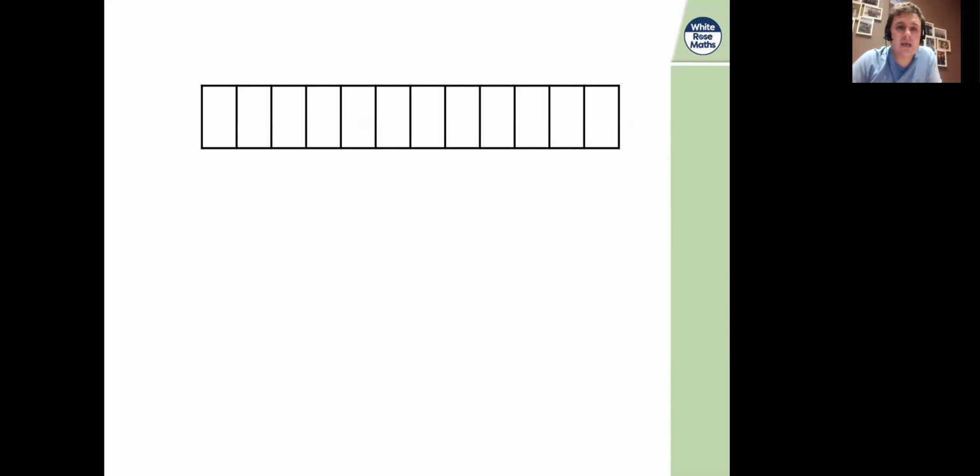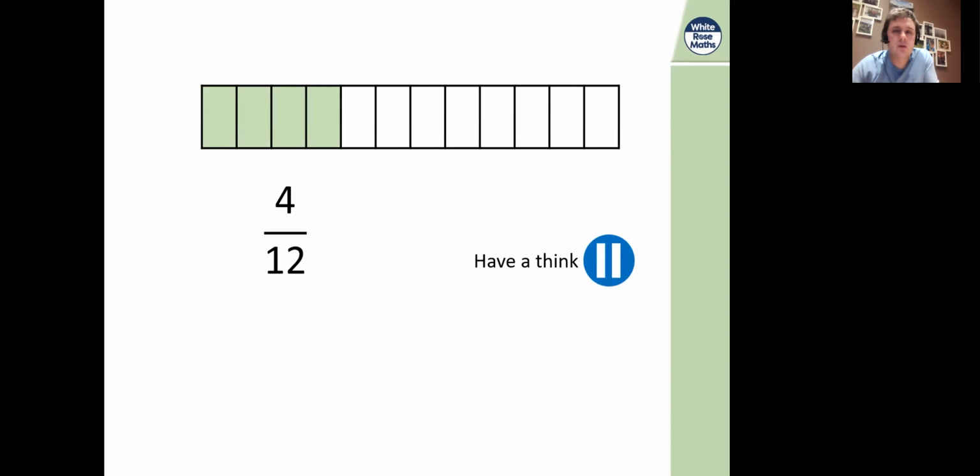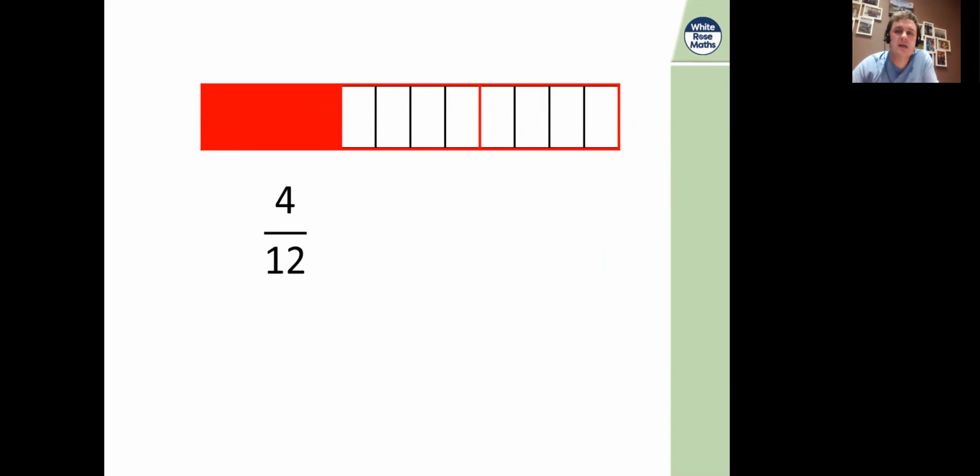Here, let's see how many we've got. 1, 2, 3, 4, 5, 6, 7, 8, 9, 10, 11, 12. 12 equal parts, so we're representing twelfths. There we go, we've got 4 twelfths shaded. Have a think. What fraction is that equivalent to? There's a clue there. What fraction is that equivalent to?